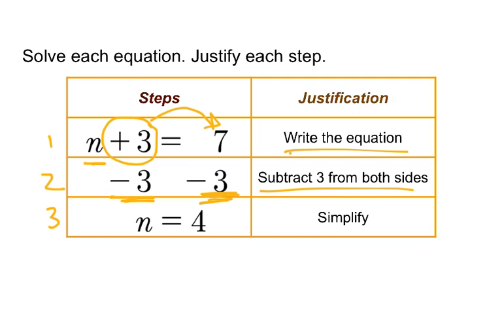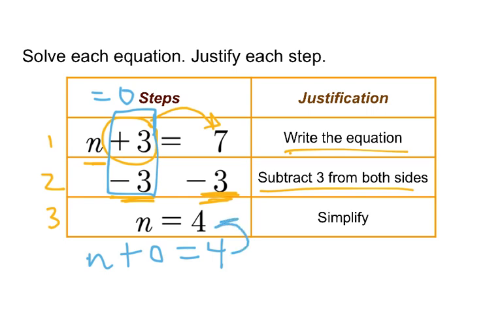And so then what we're looking at is this pair of 3's right here, that they sum to 0. And so that's n plus 0 is equal to 4. And when you add 0 to anything, you just get that something. So in this case, n equals 4, and then we box it. That's our final answer. And that just was a step of simplifying.